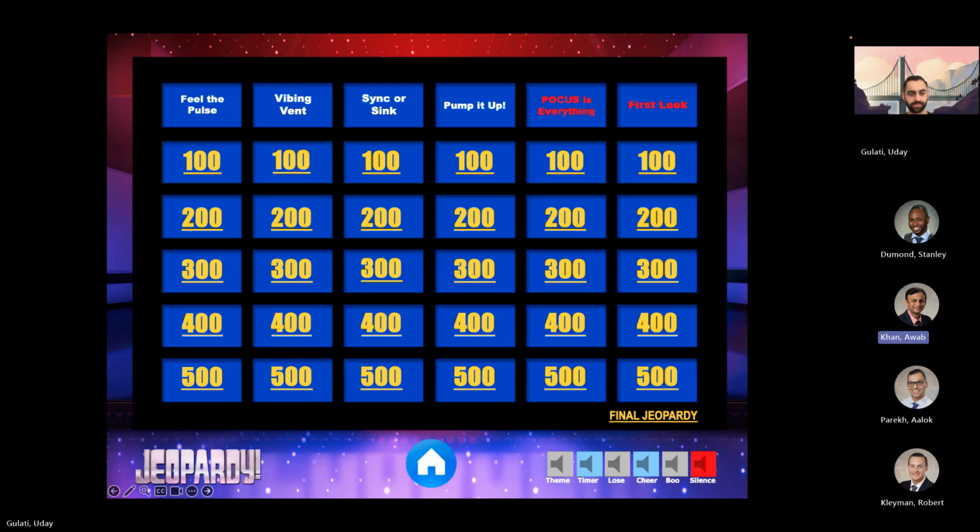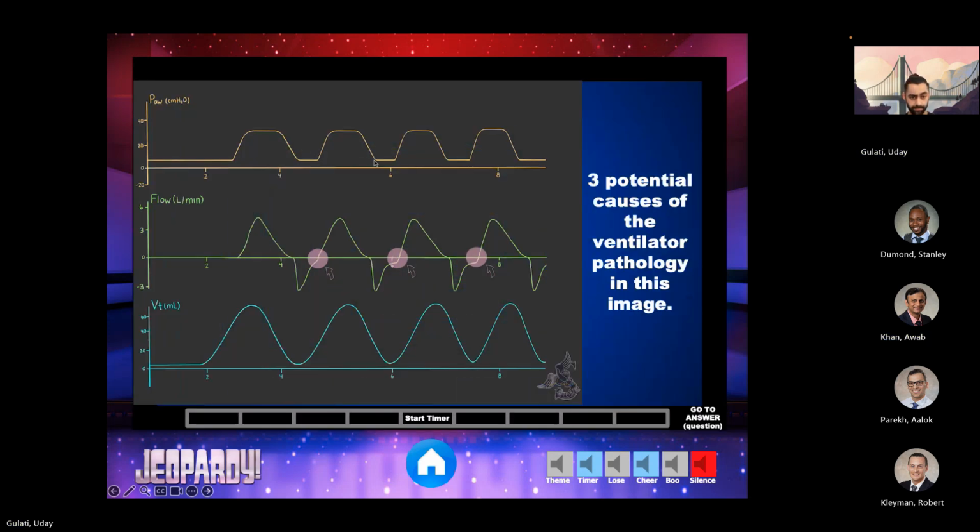Let's do sync or sync for 100. Sync or sync for 100. Once again, that is ventilator asynchronies. So what are 3 potential causes of the ventilator pathology in this image? Obviously the first part is identifying what the pathology is, which is amongst the asynchronies, one of the easier ones, I think. Autopeep? Yeah, that's what I was saying. Autopeep? Yeah, so now what are 3 potential causes of autopeep? Let's go with that. And if you can even name 2, we'll go ahead and count that.